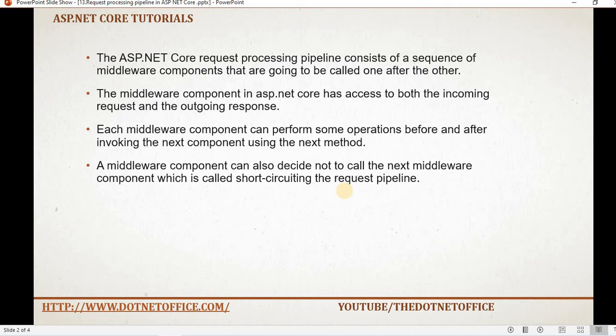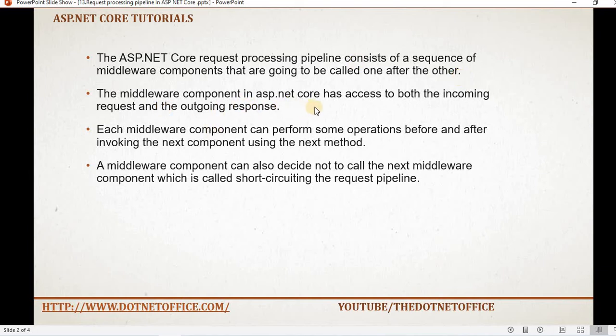The ASP.NET Core request processing pipeline consists of a sequence of middleware components that are called one after the other. For example, if we have multiple middleware in the startup.cs class, how does this middleware process and how does it call one after the other? That is what we are going to see in this tutorial.